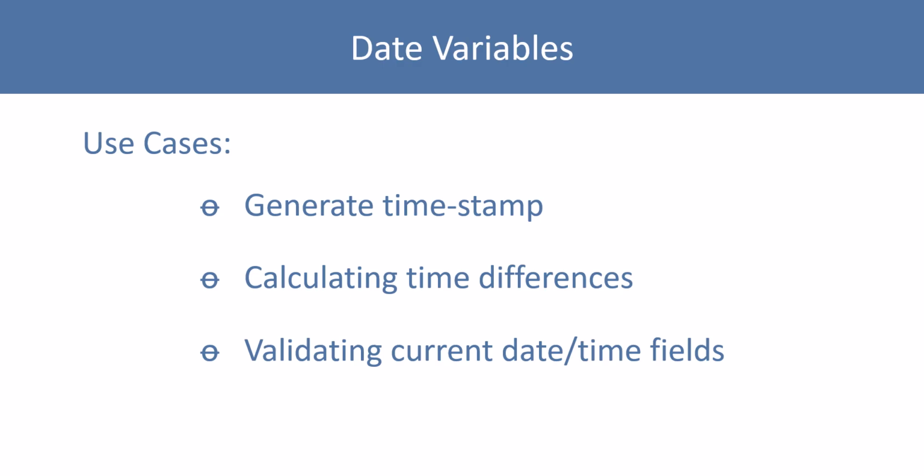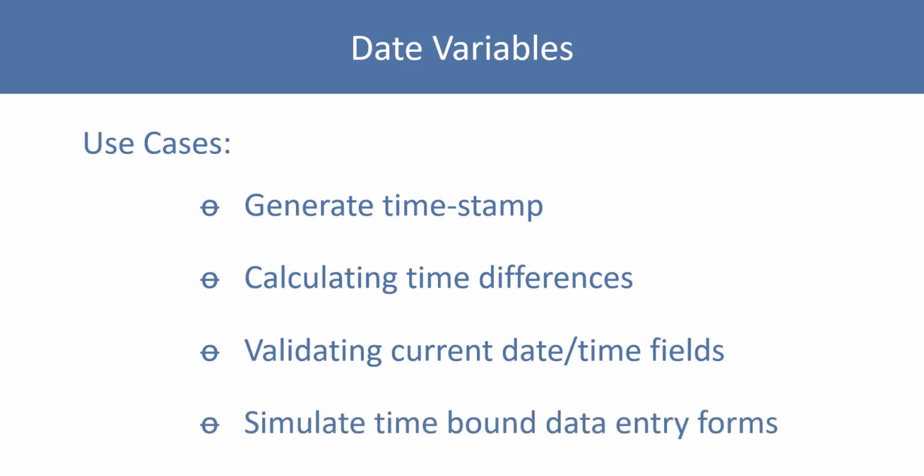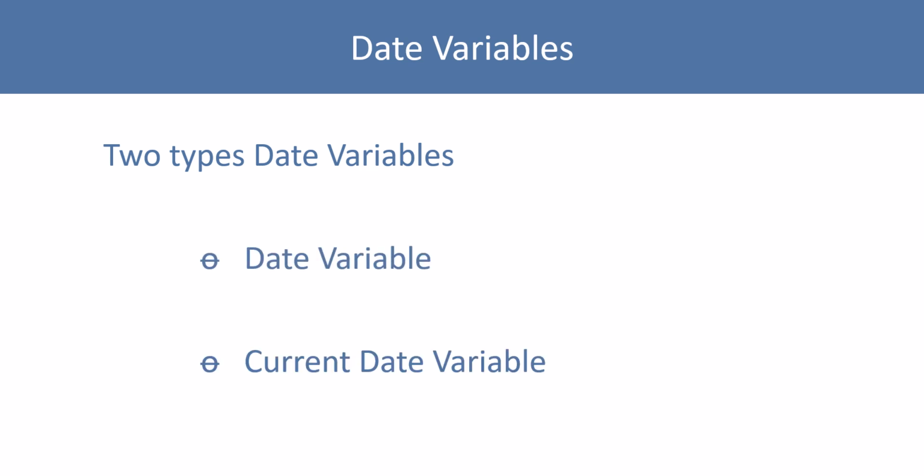Next is validating the current date time fields. And finally, simulating time-bound data entry forms, which we just saw as a TV example. Those are time-bound, time-sensitive applications. There are two types of date variables. One is date variable, current date variable.